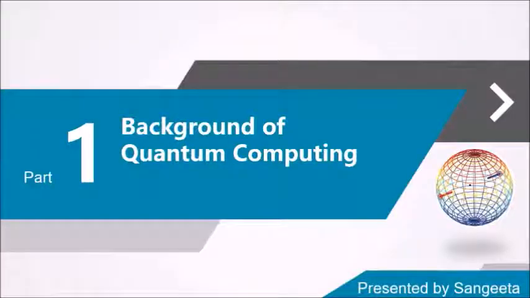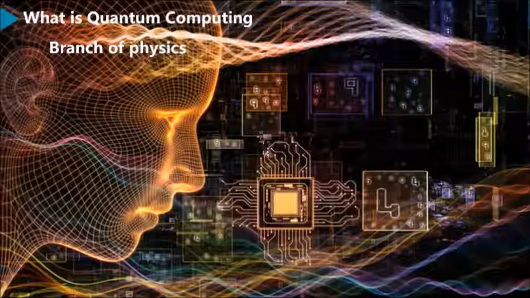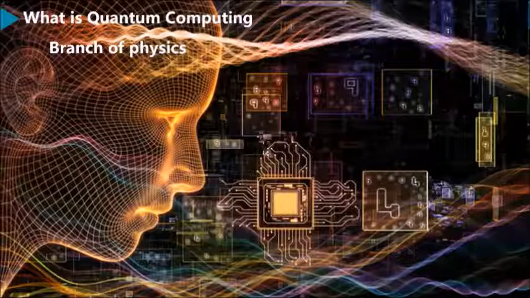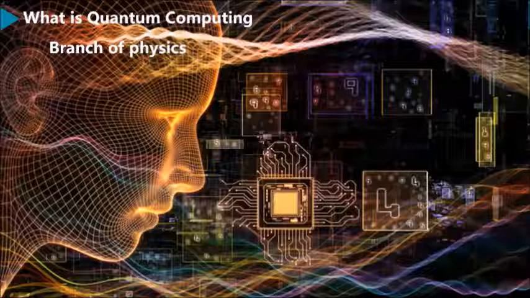The first part is the background of quantum computing, which is presented by me, and I'm going to talk about the background of the quantum computer. So first of all, what is the quantum computer? The quantum computer is a machine designed to use the principles of quantum mechanics to do things which are fundamentally impossible for any computer which only uses classical physics.